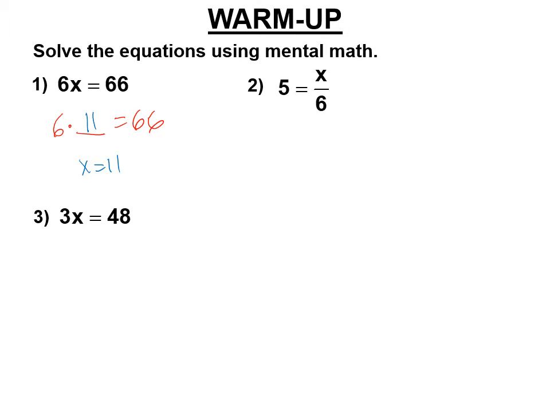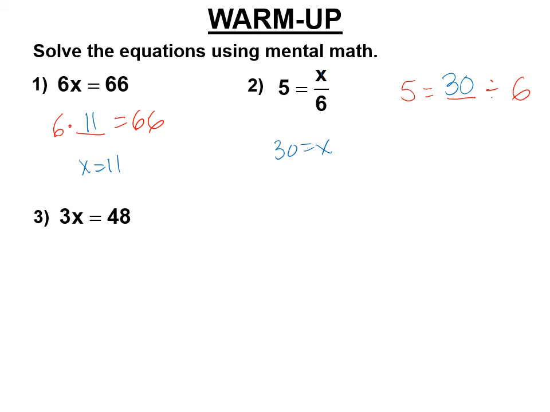Let's look at the second one. Now this is 5 equals x divided by 6. So this is 5 equals what number divided by 6? So what number divided by 6 equals 5? Well, that number is 30. 30 divided by 6 equals 5. And so you might write 30 equals x, since x is on the right side here.